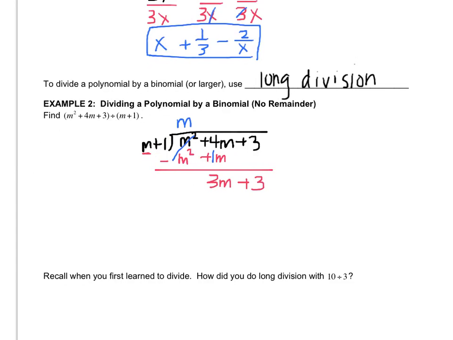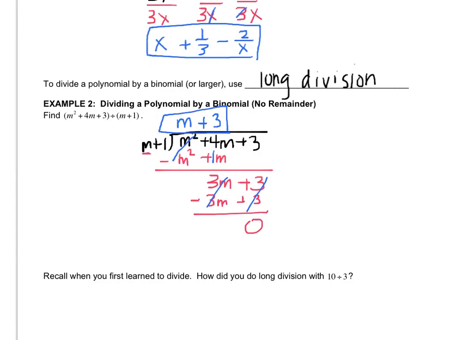So now you do that all over again. m goes into 3m how many times? Meaning m times what is 3m? Well, m times positive 3 is 3m. So 3 times m is 3m. 3 times 1 is 3. When you subtract, everything cancels and you're just left with 0. So that means that there's no remainder. So the final answer is m plus 3. That's what you get when you divide them.